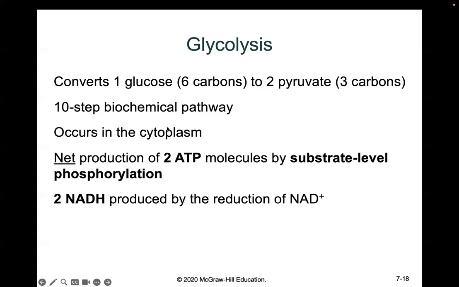You do this in a 10-step biochemical pathway to create 2 ATP molecules through substrate level phosphorylation. So again, this is basically phosphorylating ADP to create ATP. And you also create 2 NADH from NAD. Because you're breaking down glucose, a lot of electrons are being released, and they're being taken up by NAD, which then becomes NADH, because NAD is able to take up 2 electrons and a hydrogen. So that's why you get NADH.